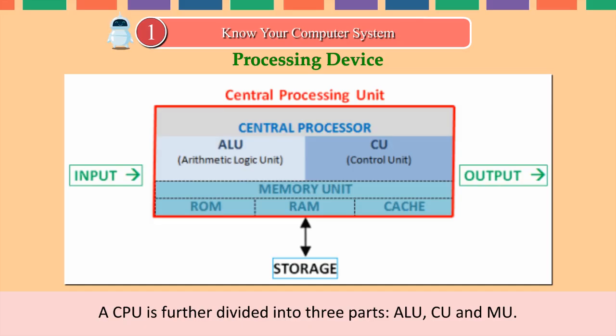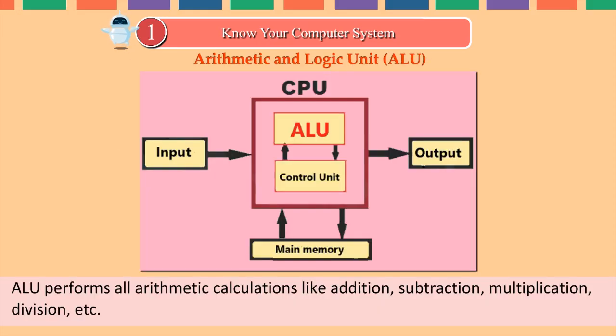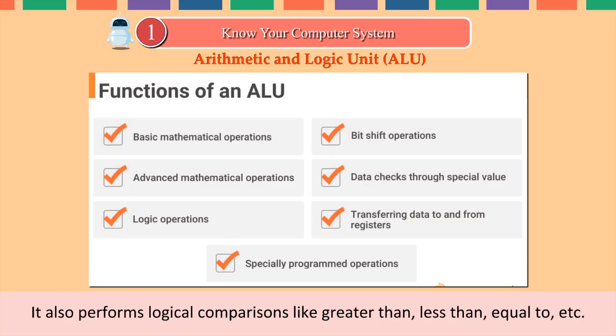A CPU is further divided into three parts: ALU, CU and MU. Arithmetic and Logic Unit, ALU. ALU performs all arithmetic calculations like addition, subtraction, multiplication, division, etc. It also performs logical comparisons like greater than, less than, equal to, etc.